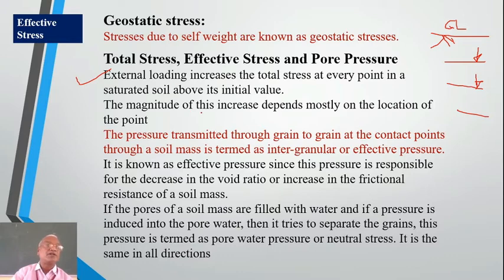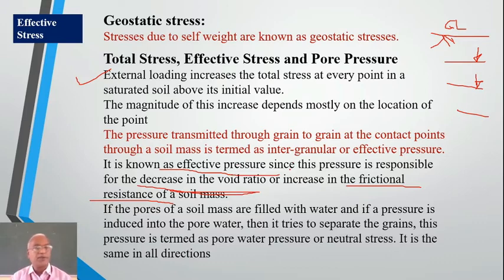Okay, total stress will increase. It depends where the location is. The pressure transmitted through grain to grain at the contact through the soil mass is termed as intergranular pressure or effective pressure. It is known as effective pressure since this pressure is responsible for decreasing void ratio and increasing the frictional resistance of the soil.